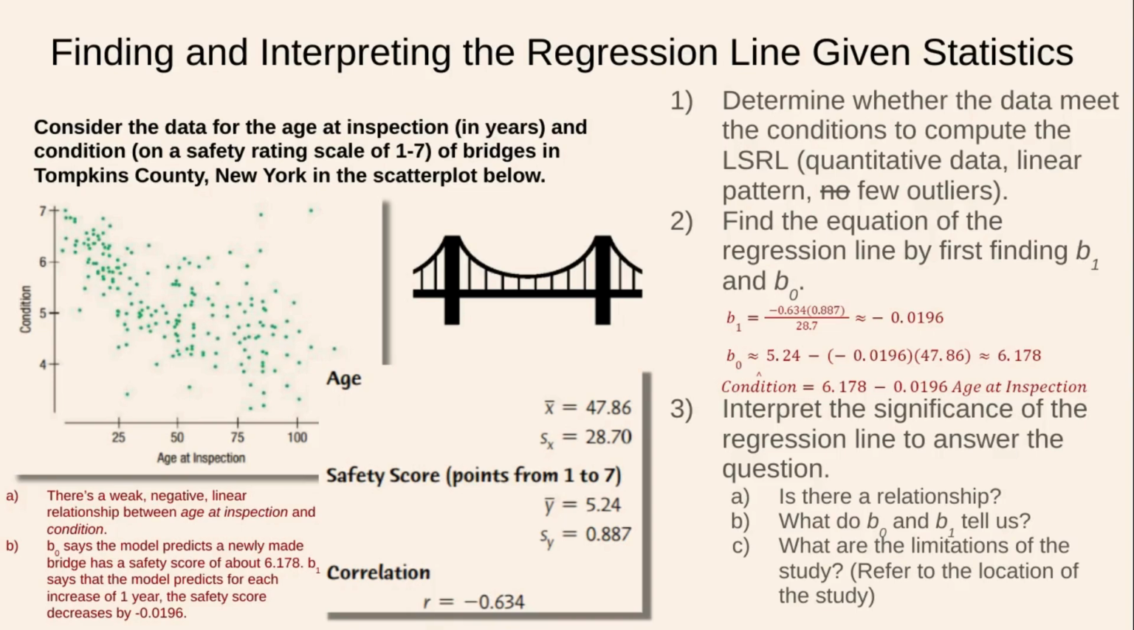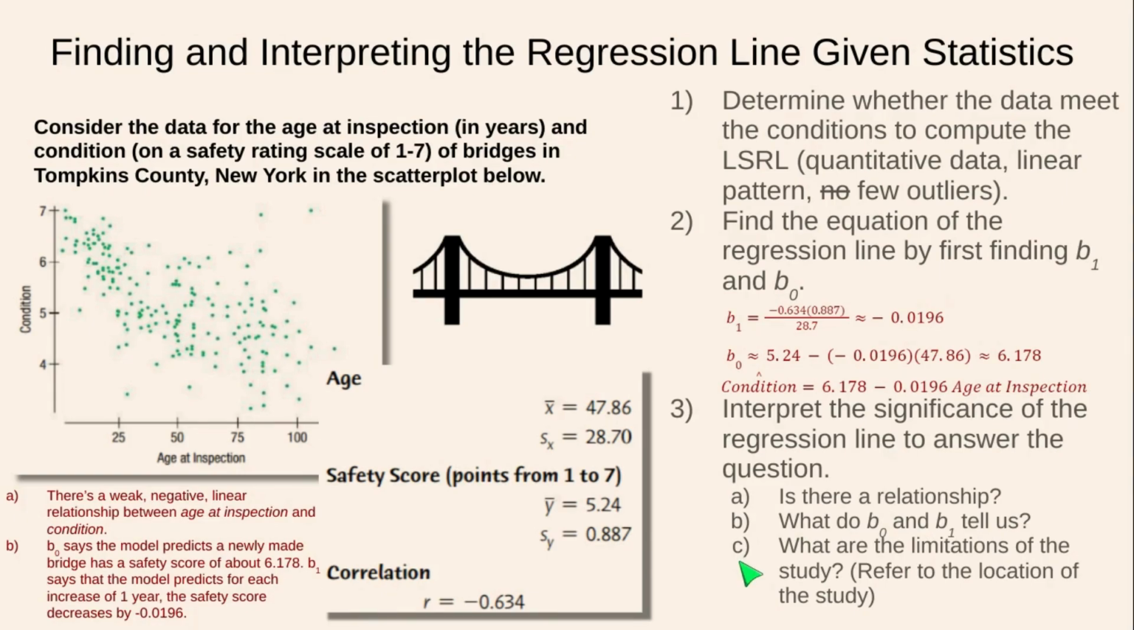You can have a bridge that was just built. Bridges are built every day, all right? There are quite a few bridges that have been built very recently. And the prediction for a newly made bridge is it has a safety score of about 6.178. Now let's talk about B1. B1 says the model predicts for each increase of 1 year, the safety score decreases by that number. Okay, so we're predicting a small decrease per year, and keyword: predicts. We're not using deterministic language. We want to stay above that.